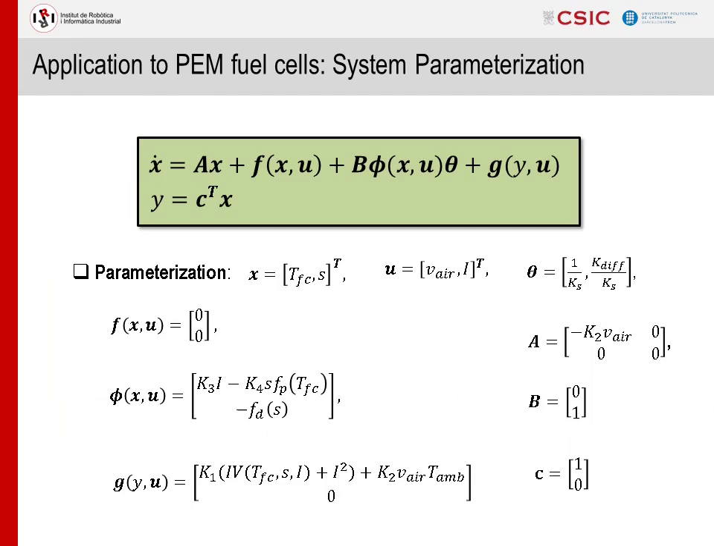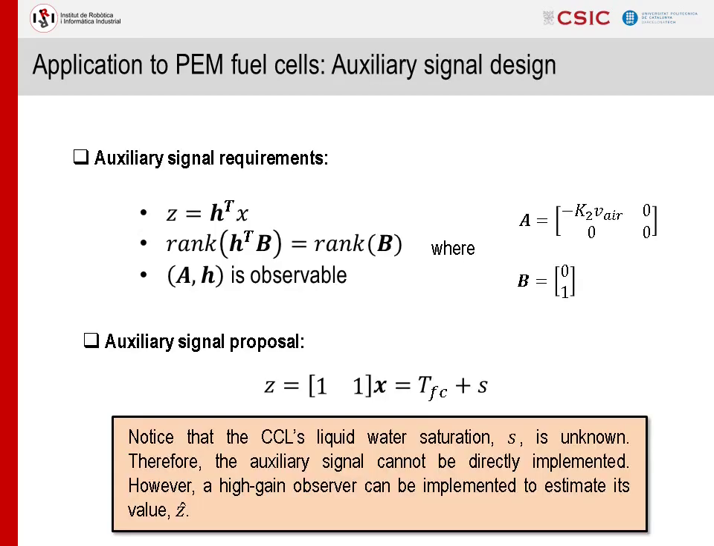Remember that the presented adaptive observer strategy is restricted to nonlinear systems with the following structure. This slide shows how the considered fuel cell model presents the adequate form and can be parameterized accordingly. Notice that the product of the vector b and the vector c is 0. Therefore, the system does not satisfy the matching condition. However, by following the auxiliary signal design insights presented before, it is possible to see that the sum of the stack temperature and the liquid water saturation is an adequate auxiliary signal for the modified adaptive observer.